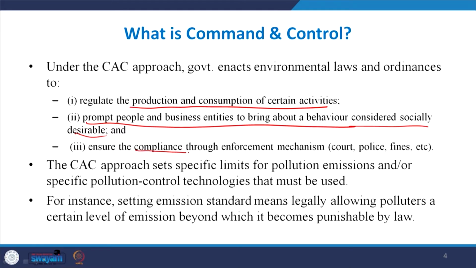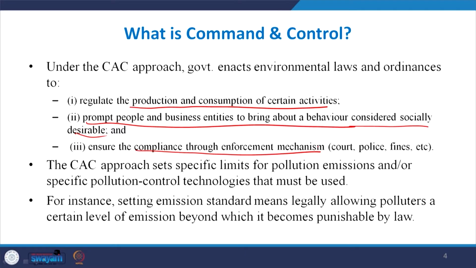So, if somebody is not complying with the direction of the government, then that company can be punished, and we have a system of court, police, fine. So, different kinds of institutional mechanisms can be set up by the government, so that the polluters can comply with the order of the government or the regulation set by the government.